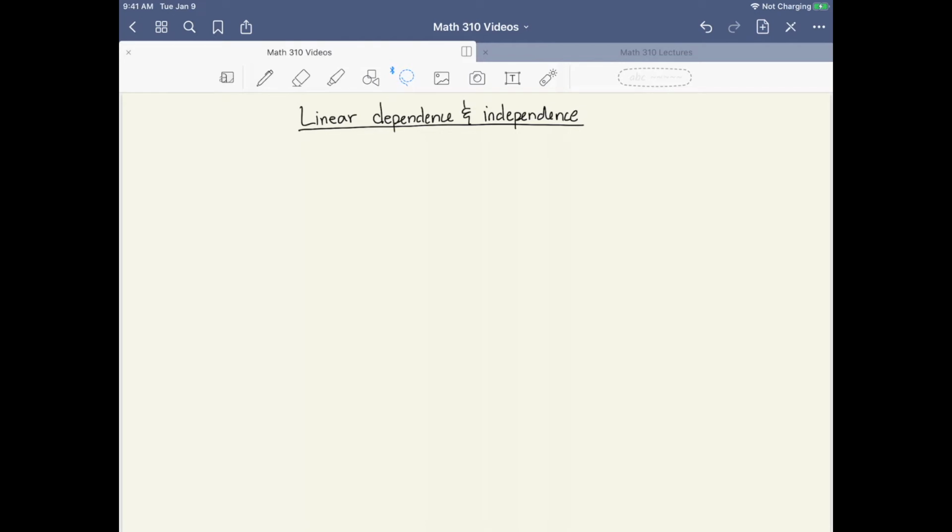In this video, we're continuing our discussion of spanning sets, linear combinations, and linear dependence and independence. And we're specifically going to look at the definition of linear independence in this video.